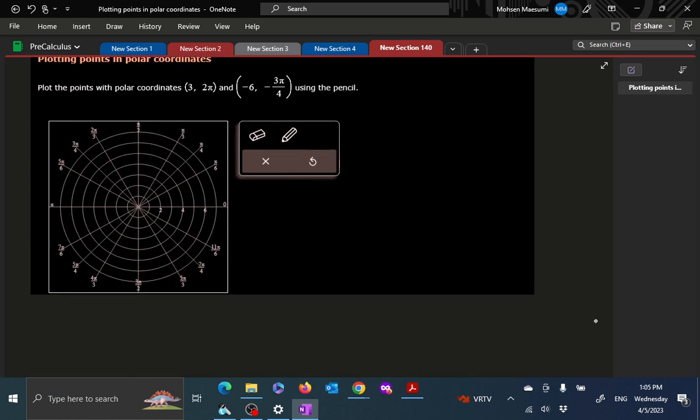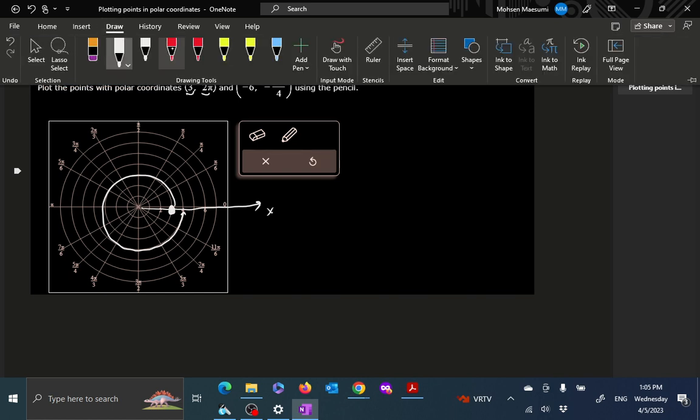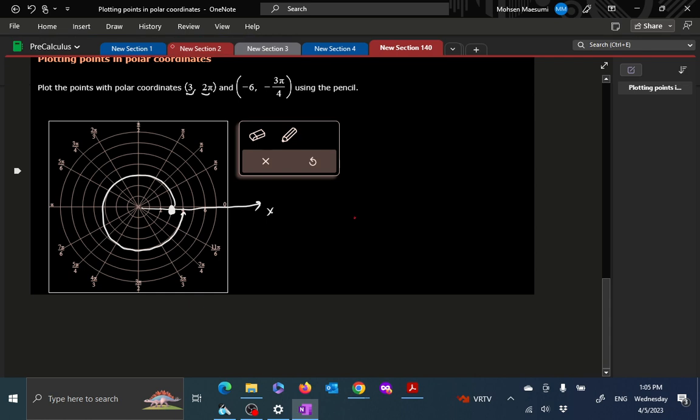Here's another example. The first one is (3, 2 pi). Again we take our x-axis and rotate it by 2 pi. While we rotated, we came back to where we were. So it was rather pointless to go around, but we understand that we are back where we started. And then distance 3, so 3 on that axis will be here. That is the position. Now let me change the color.